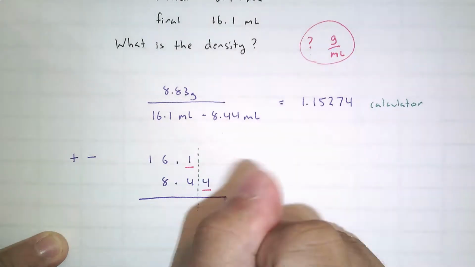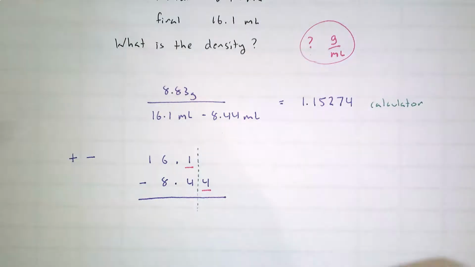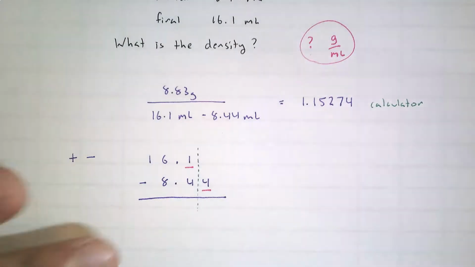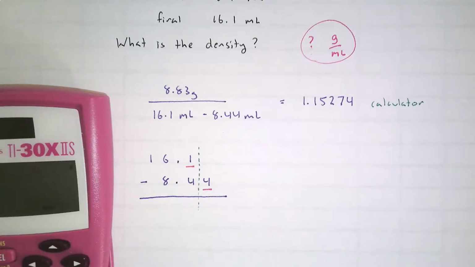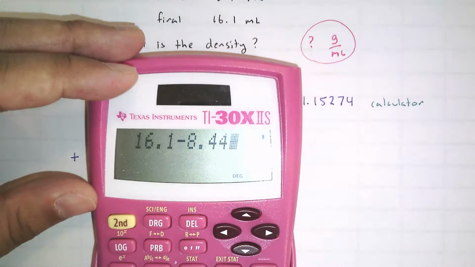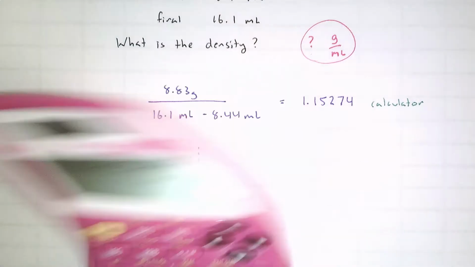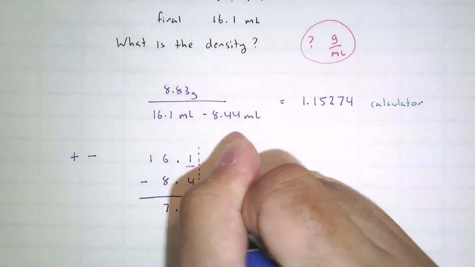I'll show you why that's an important distinction, because what I'm going to do is literally write the calculator answer first. 16.1 minus 8.44 is 7.66.